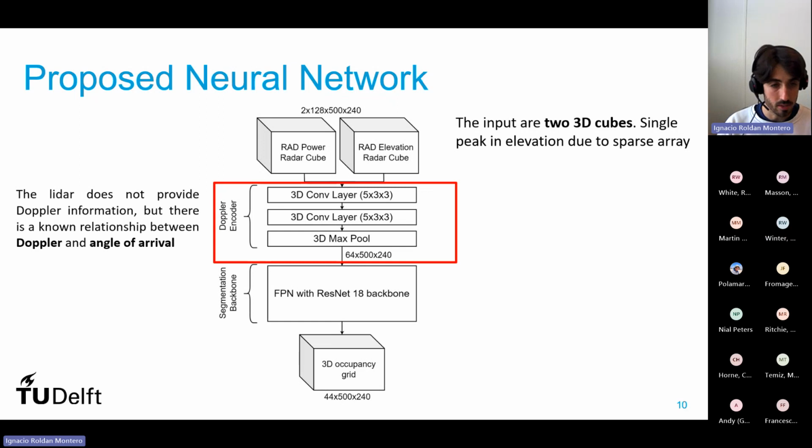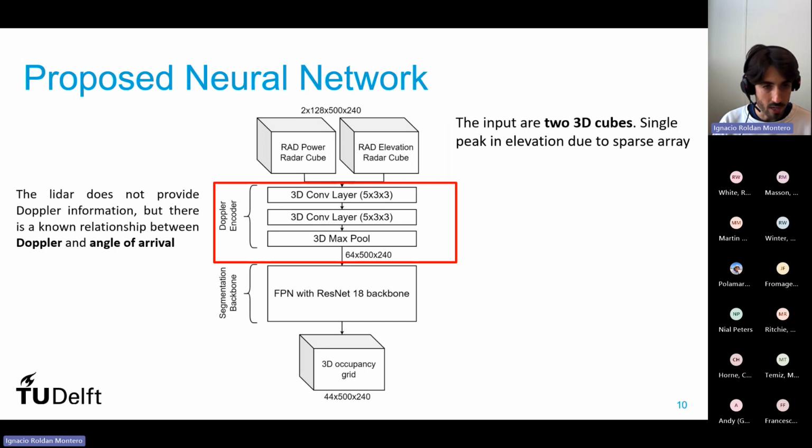Then the second part is what we call the Doppler encoder, because LIDAR does not provide Doppler, so it doesn't measure speed, but we have that information. So the easiest way would be just to drop the Doppler information.